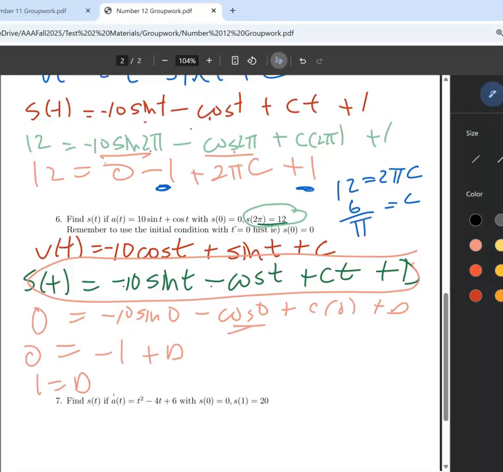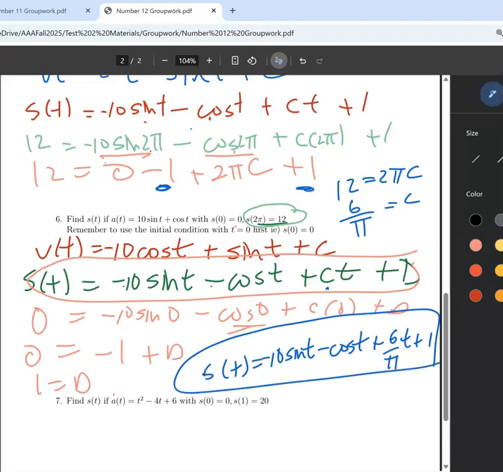So then I finally get to plug it in, right into here. So s of t is negative 10 sine of t minus cosine of t, no, it's plus 6 over pi t plus 1. That's my position function.